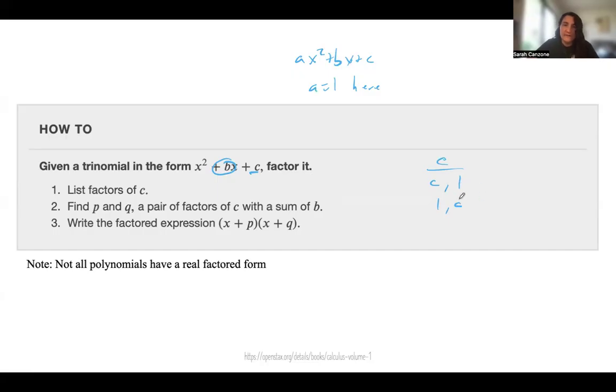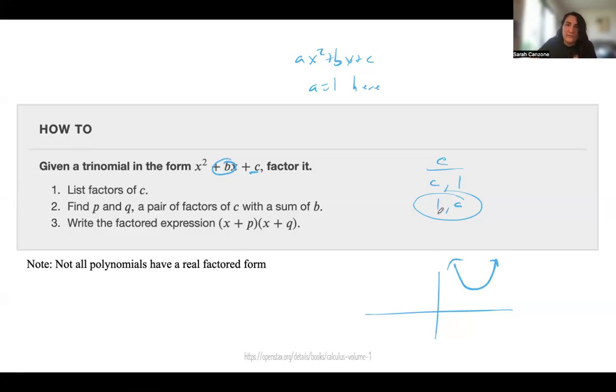All right. So once you find that pair, you can go ahead and circle it, and you can write it as x, whatever the sign is here, and then x, whatever the sign is here. And note, not all polynomials have a real factored form. An example of a polynomial that wouldn't have a real factored form is a quadratic expression that looks like this, or a quadratic equation.